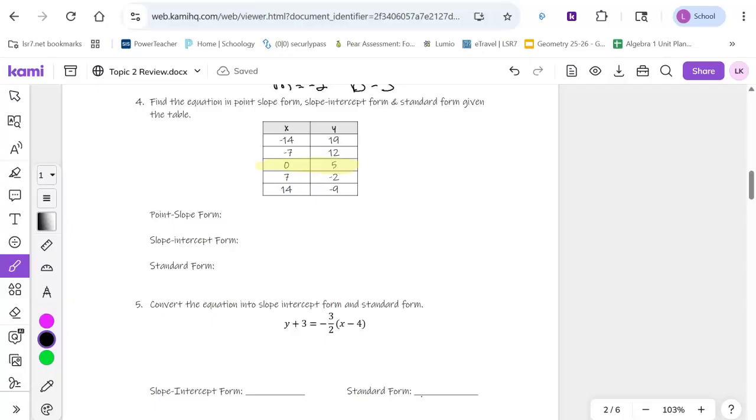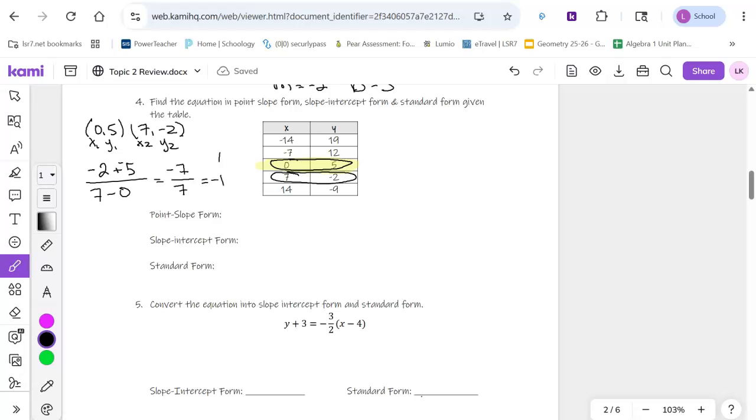To find the slope, I'm just going to pick 2 points. So I'm going to do this point here and this point here. So this would be (0, 5) and (7, -2). Okay? So I need to find my slope. So remember, x1, y1, x2, y2. So I have -2 minus 5 over 7 minus 0. So -7 over 7 would just be -1. And that's my slope. Okay?